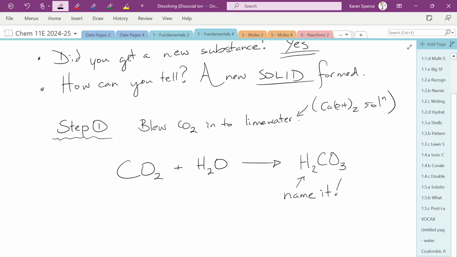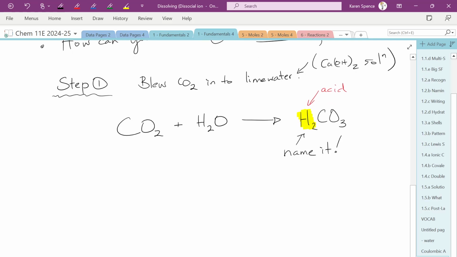Carbonic acid. Yeah, you could call it hydrogen carbonate, but it would be better to call it carbonic acid, because we know it's got that H. What kind of substance is it? It is an acid. And it is based off the CO3 2- ion, which is carbonate.